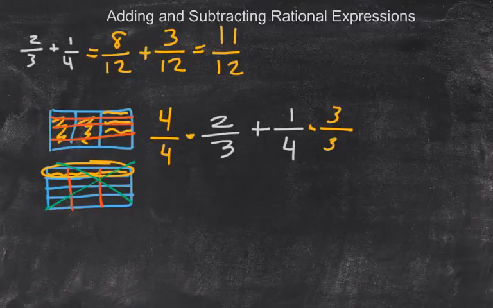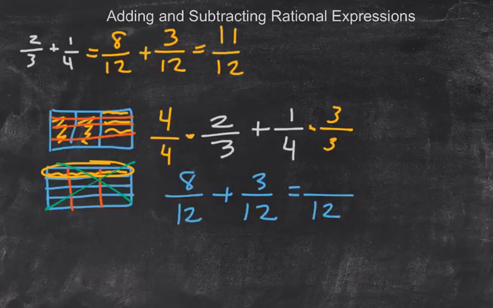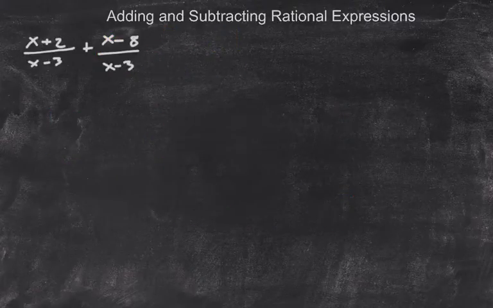So 4/4 times 2/3 gives me 8/12ths. 1/4 times 3/3 gives me 3/12ths. And then once I have the size of my piece, which is the denominator, I just need to add the numerators. What we'll do on the next slide is look at an example of adding rational expressions, which is a fraction with a polynomial in both the numerator and denominator.